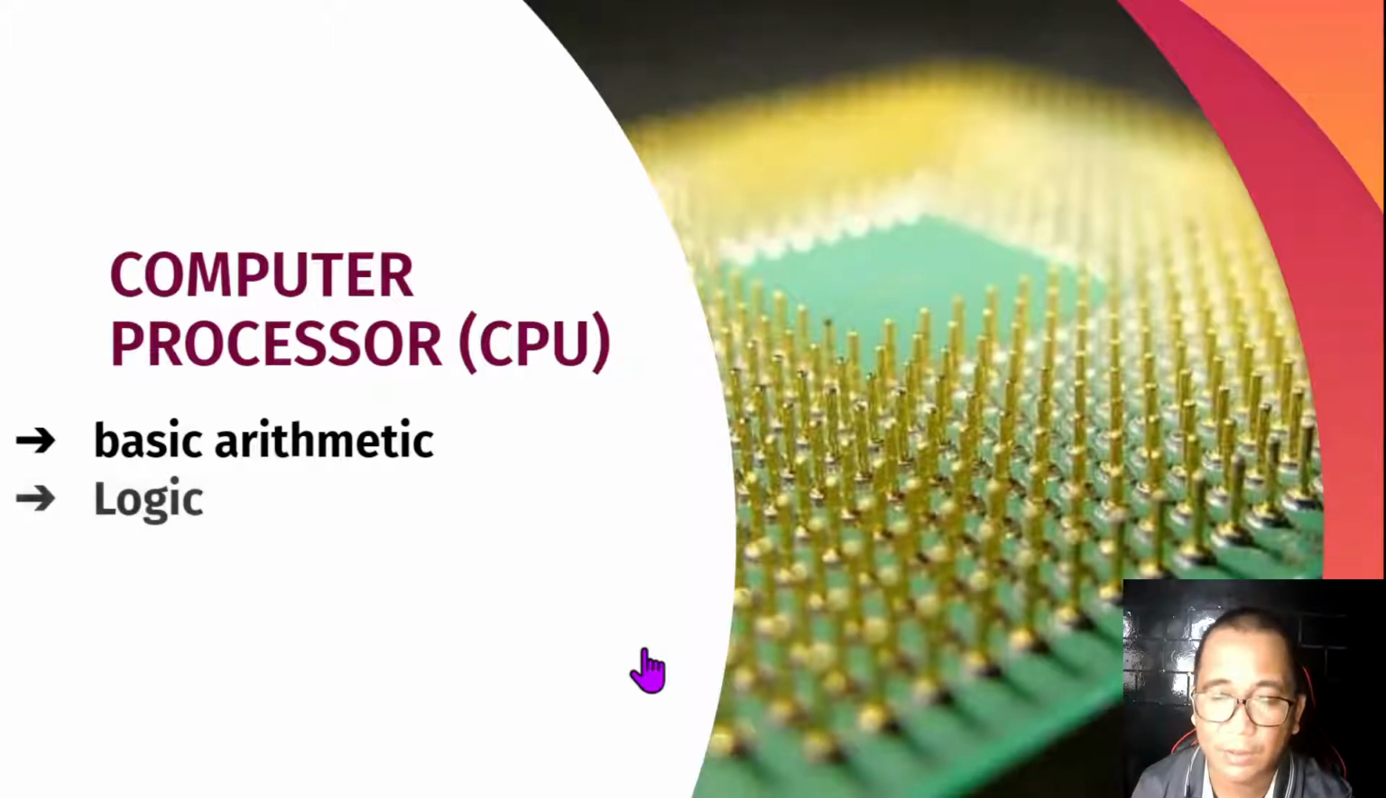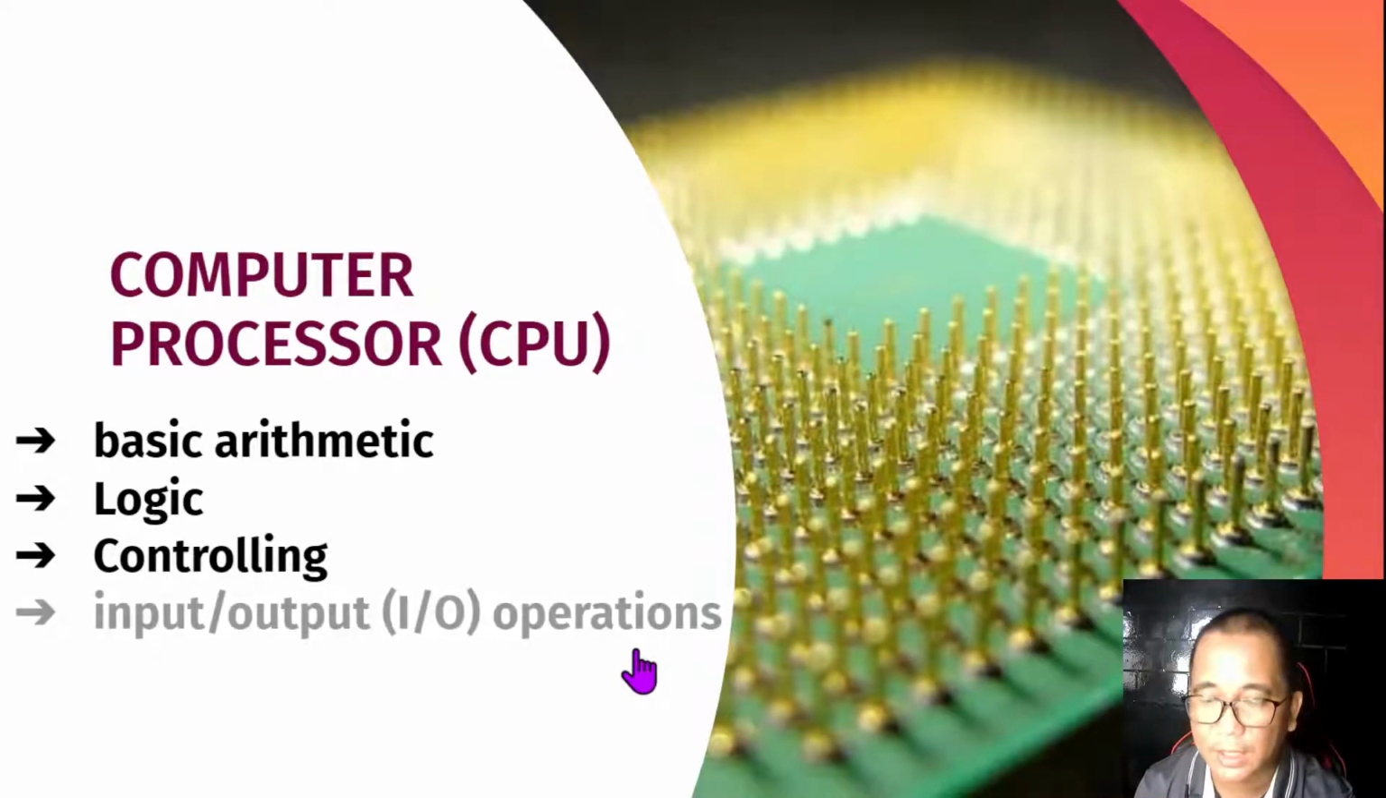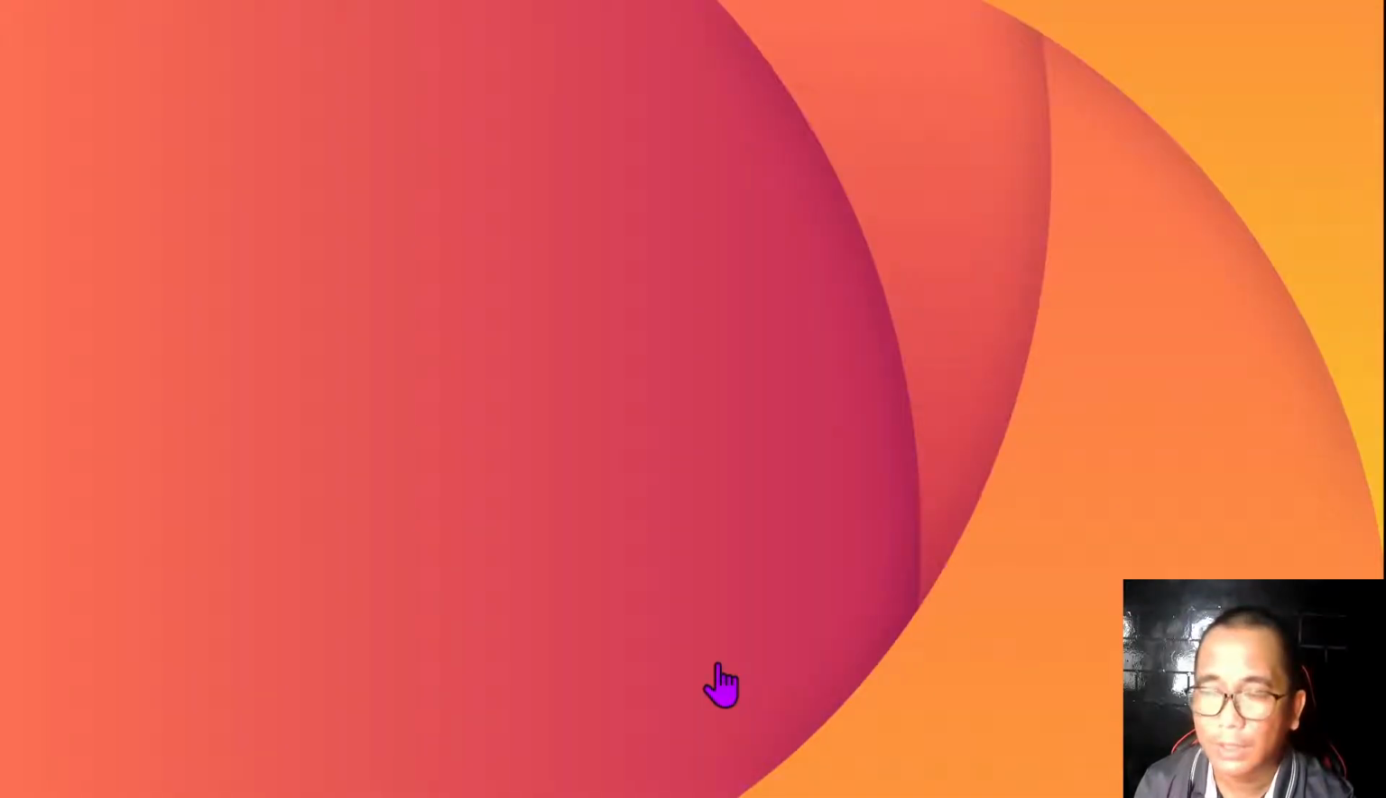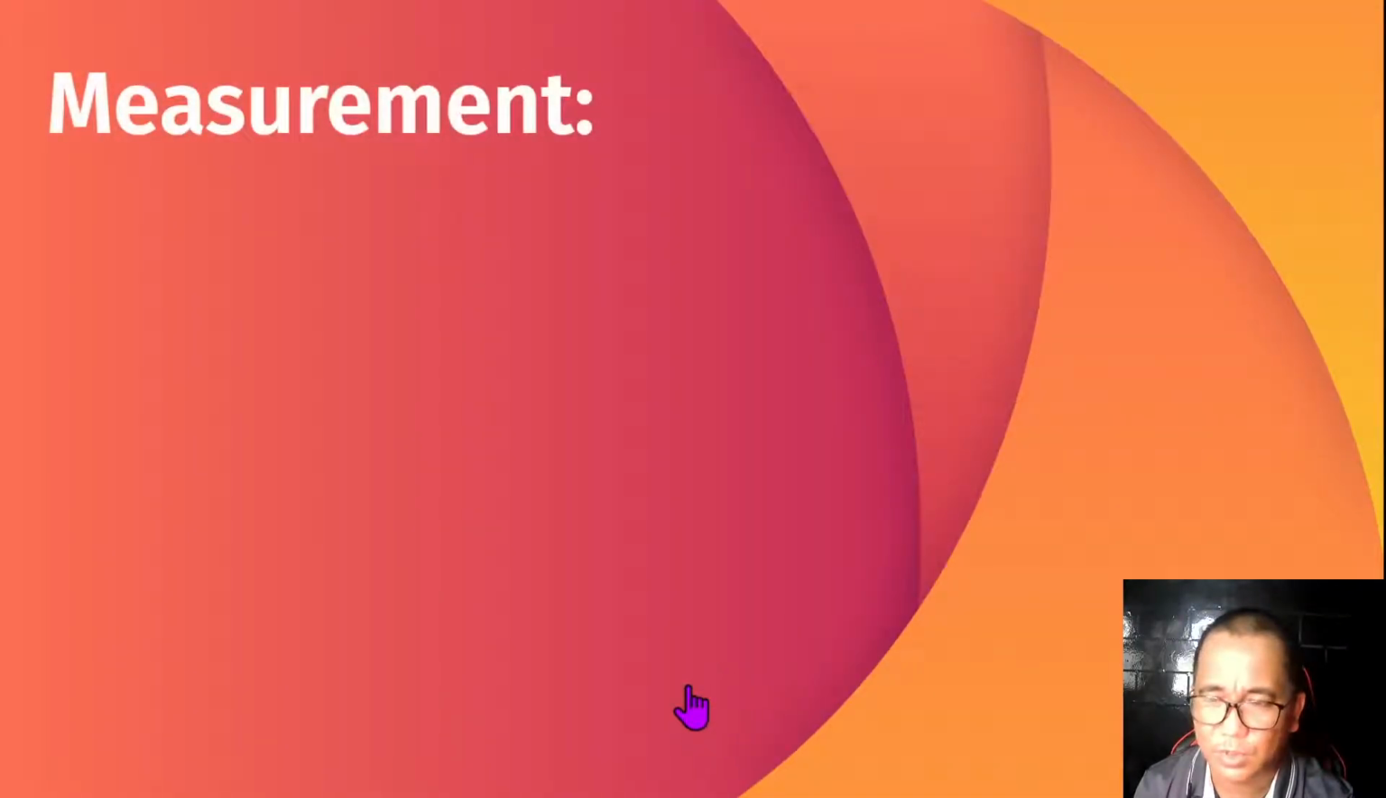So meron tayong tinatawag din na logic. Any logical processing sa programs or apps, si processor ang gumagawa niyan. Controlling, si processor din. And the input-output operations. So si processor ang gumagawa niyan. Yung mga sinasaksak, yung sa input-output, ito yung mga sinasaksak nating iba't ibang mga devices sa ating system unit, sa ating computer. Now, it is being managed or processed in our CPU. Now, what are the measurements that we use when it comes to CPU?